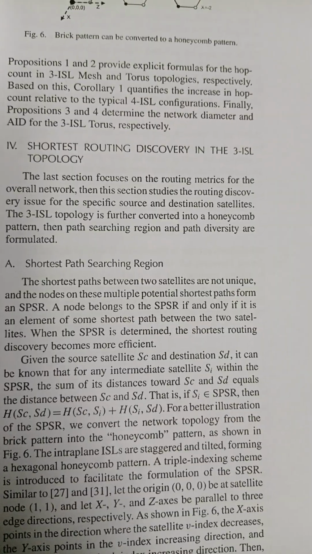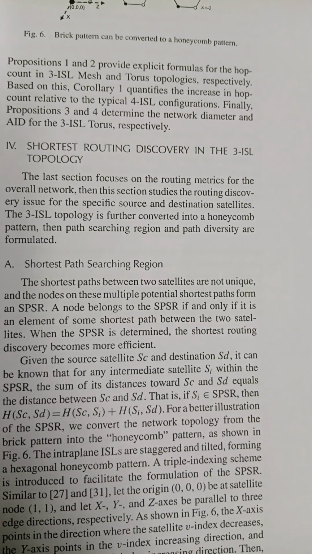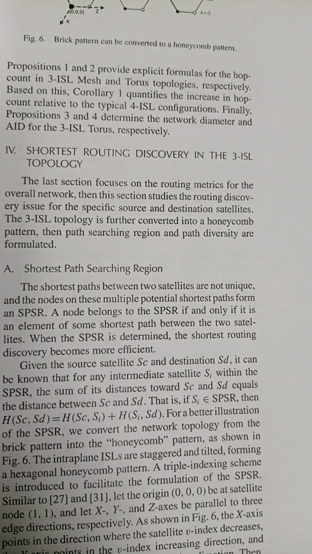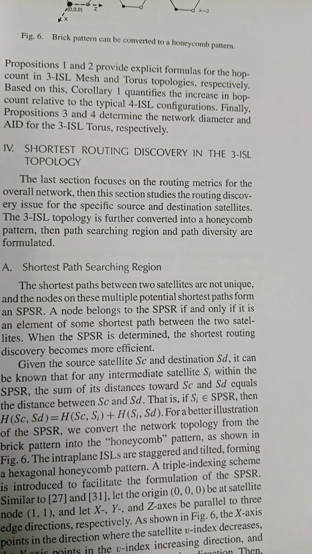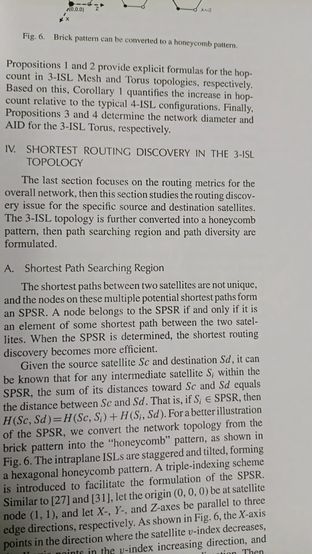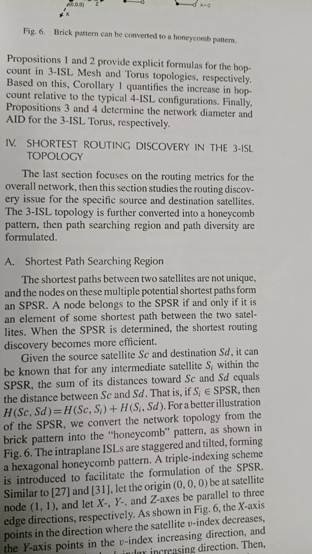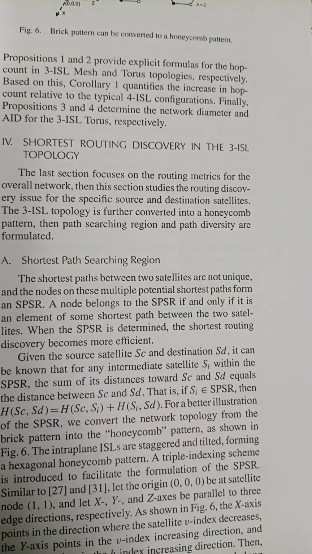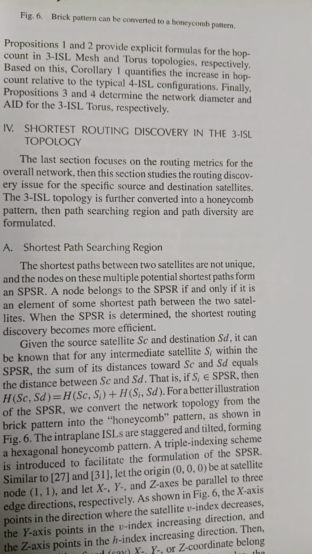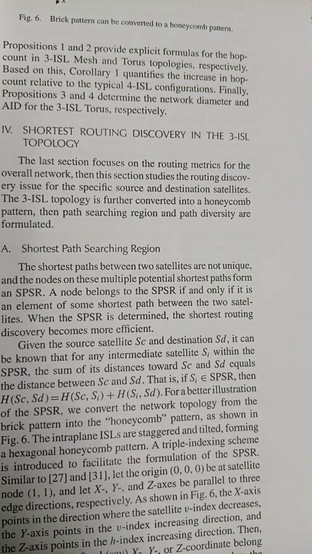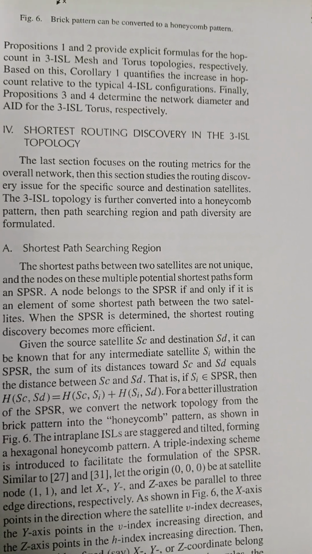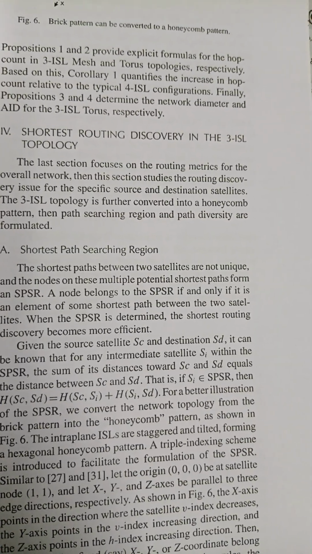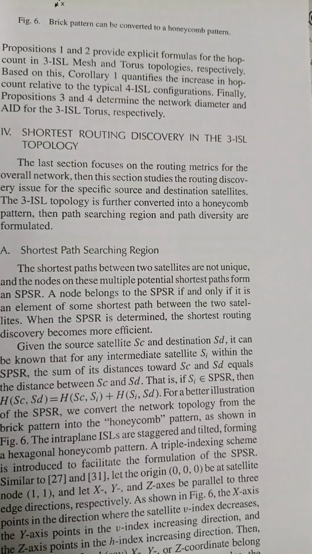When SPSR is determined, the shortest routing discovery becomes more efficient. Given the source satellite and destination, it can be known that for any intermediate satellite within the SPSR, the sum of the distance towards SC and SD equals the distance between SC and SD. That is, if SI is a set of SPSR, then H of SC, SD equals H of SC, SI plus H of SI, SD.